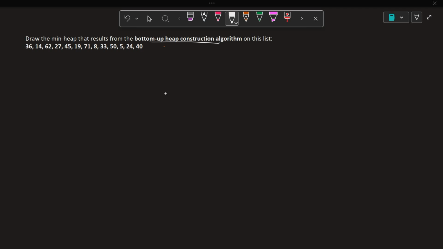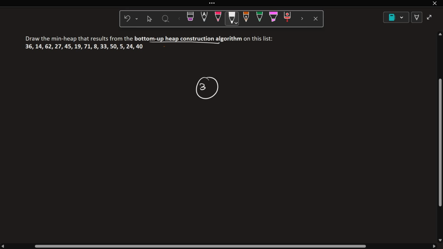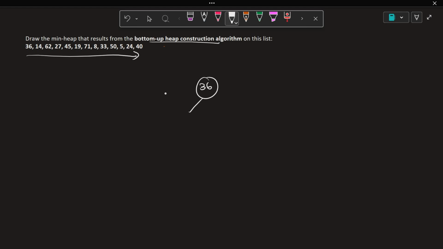Okay guys, so in this video we're basically drawing the min heap using the bottom up construction. Since we're using the bottom up construction, we follow the order of this array. So it's 36, and then at the left side we put 14, and at the right side we put 62. We're going to follow the same order.